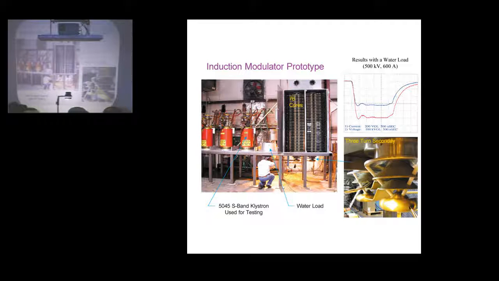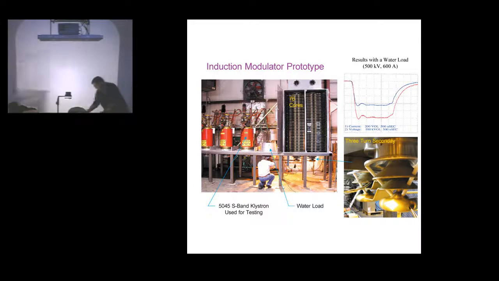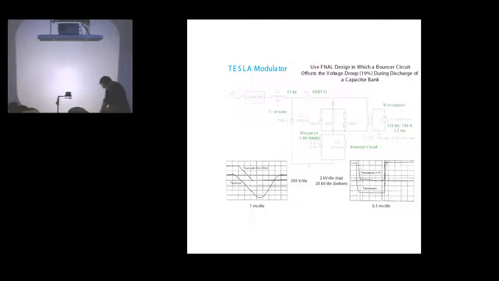And so that basically works. This just shows a pulse here where it was run into a water load with 500 kilovolts at 600 amps. And then the full testing will be at 2,000 amps when this runs. So this is quite an innovation. Tesla also, they've been reasonably innovative as far as their modulator. It's based on a design developed at Fermilab.